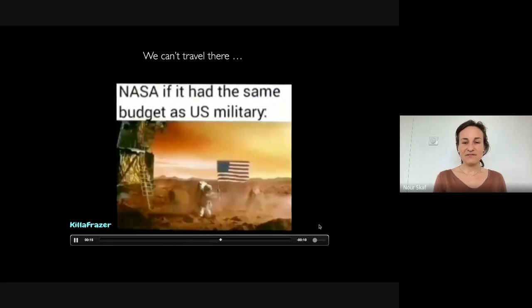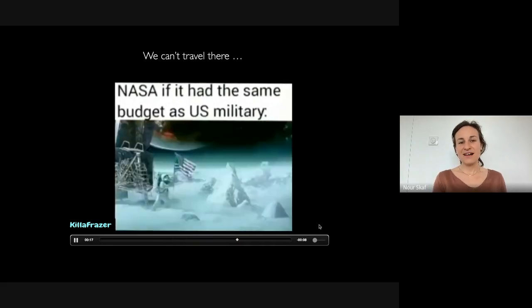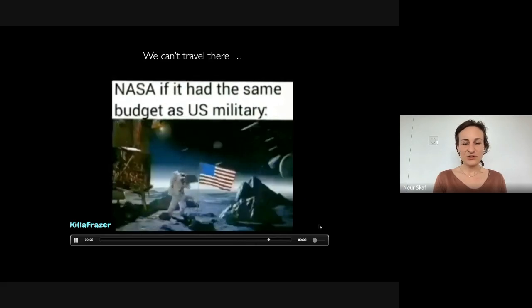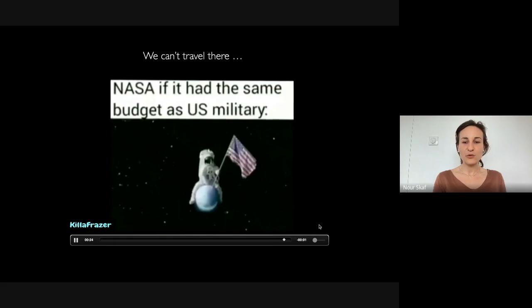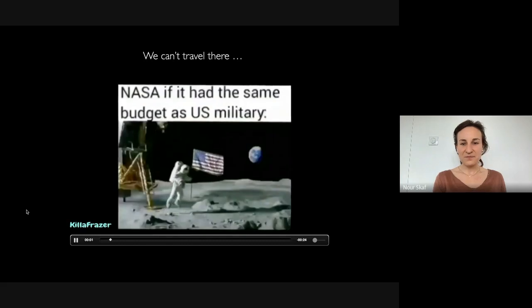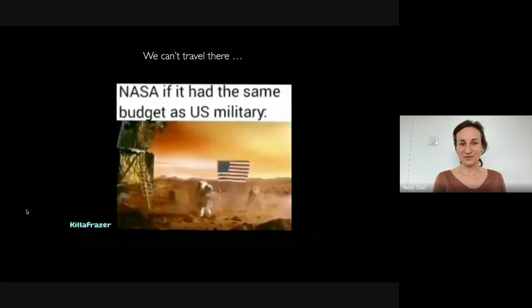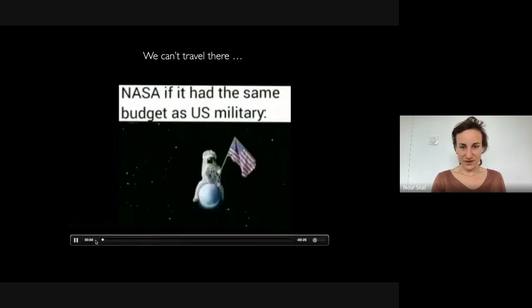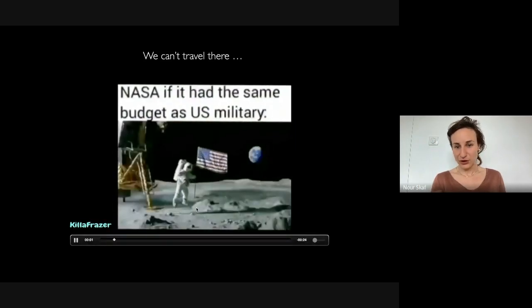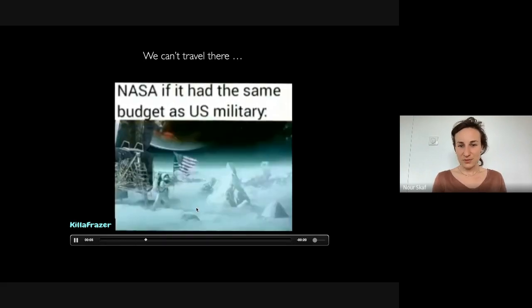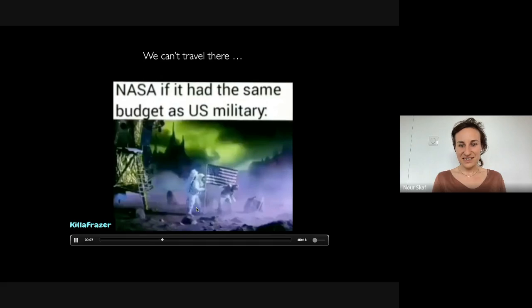I really love this GIF because this is what if NASA had the same budget as the US military, and who knows, maybe we could travel there. Maybe some people would develop some fancy traveling things that would have us just move there. So the first, actually, let me show you. The first image is how we got on the moon, and then on Mars, and then on other planets and ocean worlds, and maybe there are aliens.